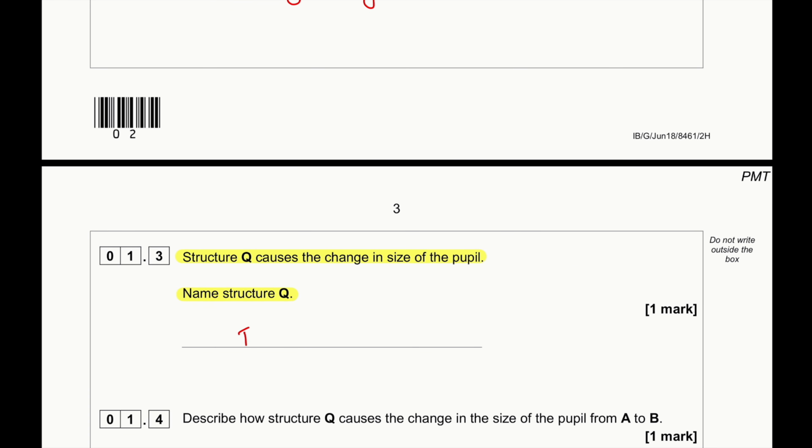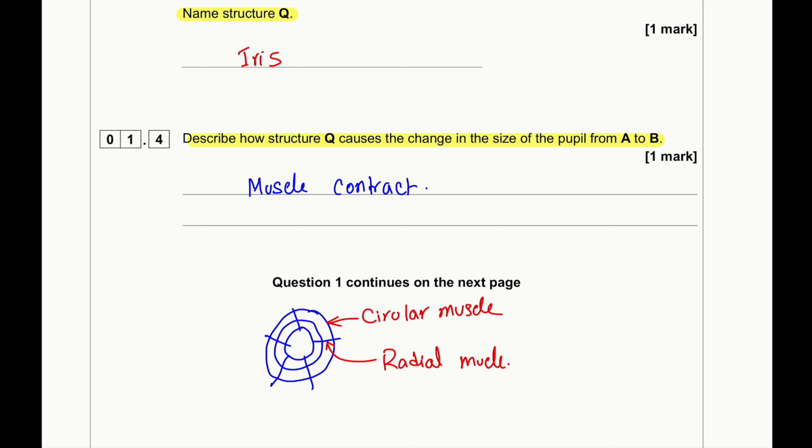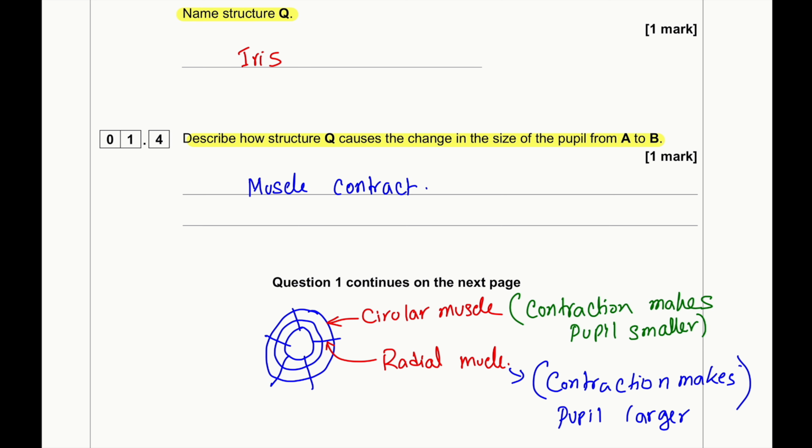Describe how structure Q causes the change in the size of the pupil from A to B. Iris consists of muscles, so the muscles contract. Iris consists of circular muscle, and along with it there are radial muscle. Since muscle can only contract, they are an antagonistic pair. So the circular muscle contraction makes the pupil smaller, whereas the radial muscle contraction makes the pupil larger.